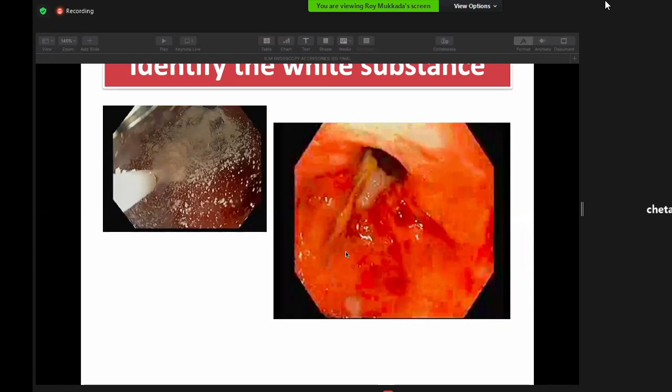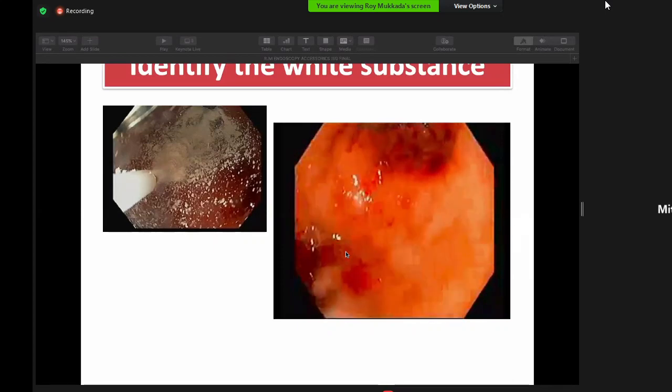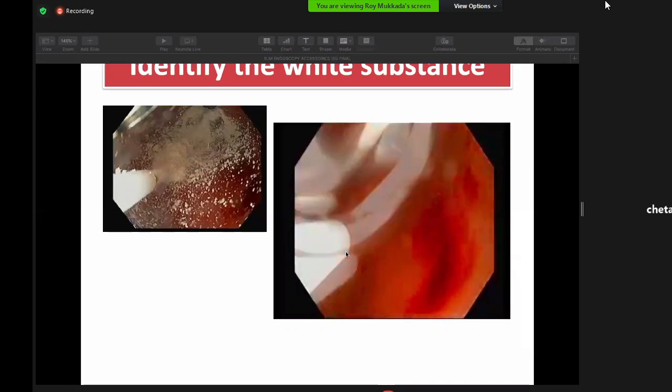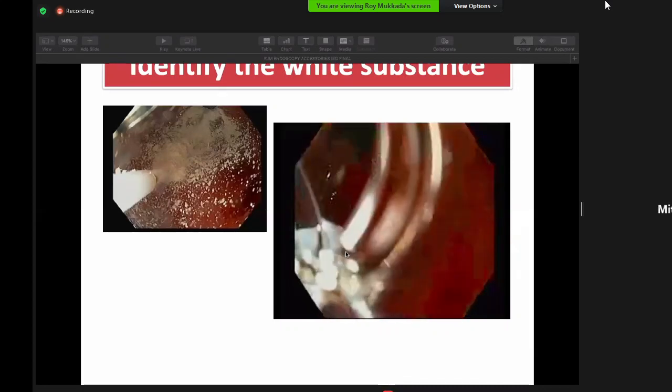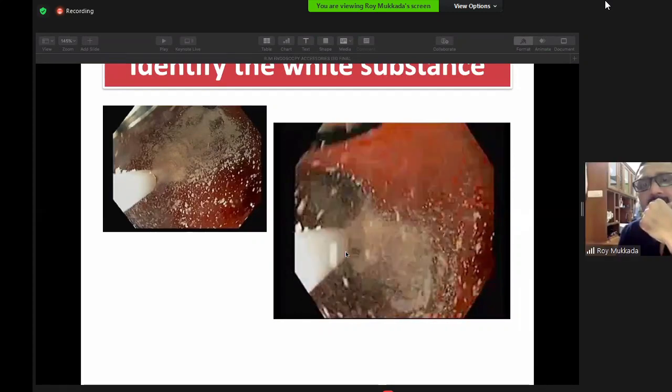Yes, sir. This is Hemospray. It can be used in case of diffuse bleeding lesions, such as in case of malignant bleed. This is for patients who had malignancy.